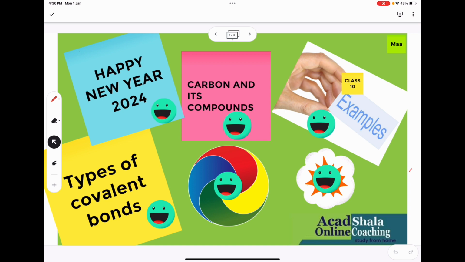Today we are going to study about covalent bonds from chapter 4, Carbon and its compounds.